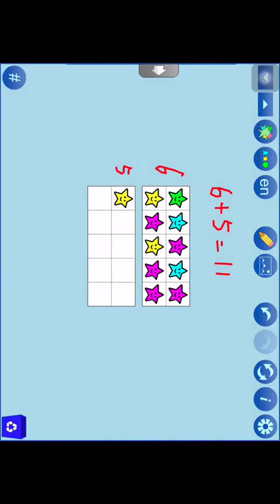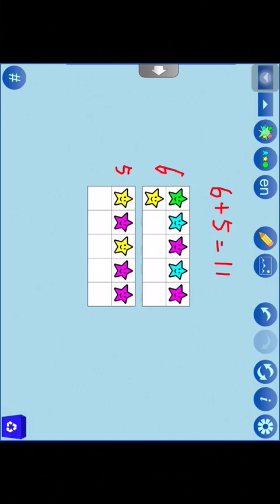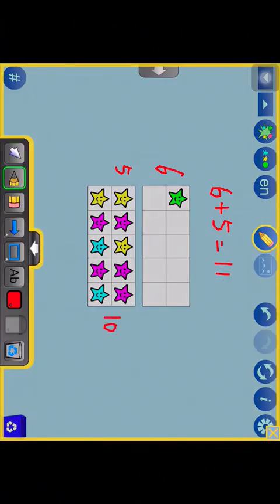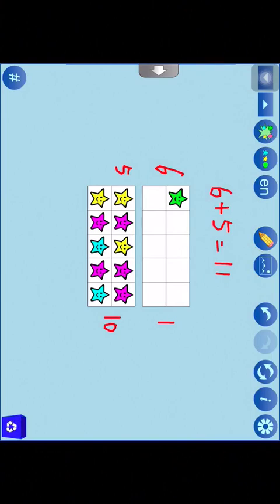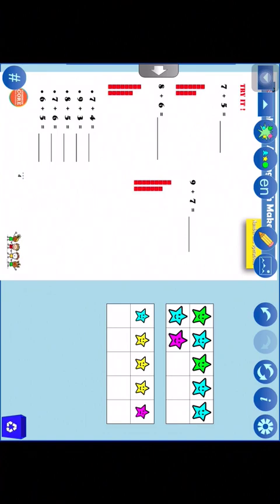And again, we may swap. We may move 5 stars from the top column to the one down below. So we will also have 10 and 1, 11. So option A shows 6 and 5, and it equals 11. Let's move on to the next page.